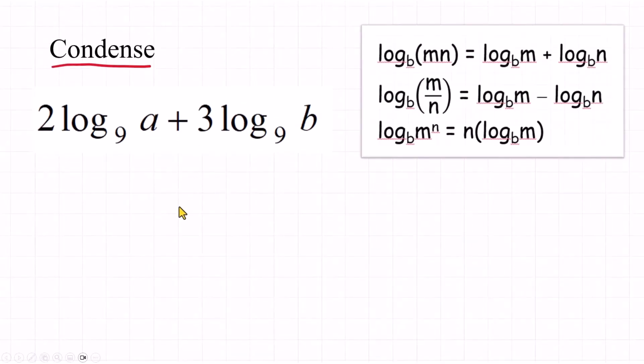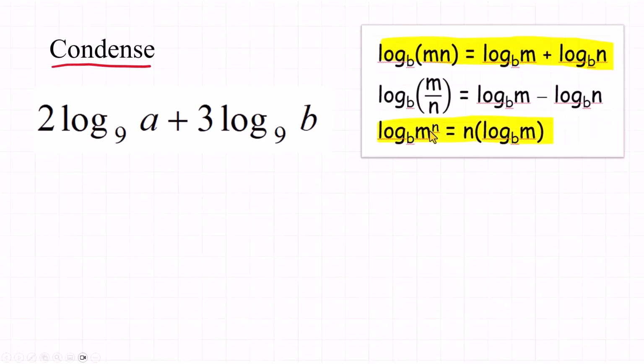On that last one, we were expanding, and now this one is already expanded, and we need to condense it. So I've got log base 9, log base 9. It's important that these are the same base. If they're not, you can't do anything. So what do I have here? I've got numbers in front, which means powers were pulled down. And I have an addition, which means it was multiplication before it got expanded here. And we're trying to put it all back together.